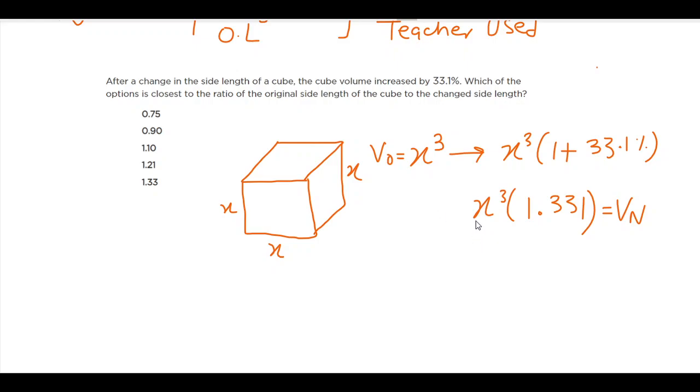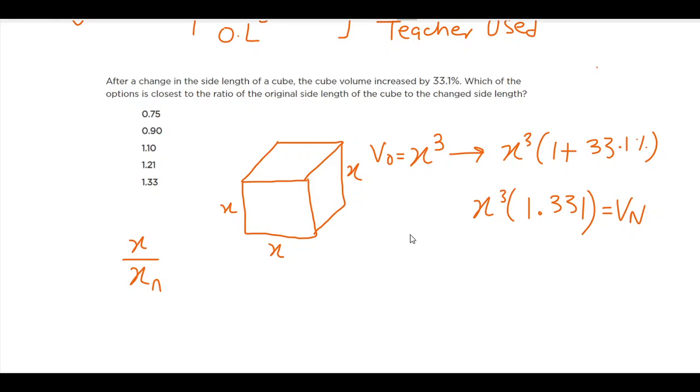And the question is basically saying which of the options is closest to the ratio of the original side length. So I'm looking for the original side length to the changed side length. So original over x new.